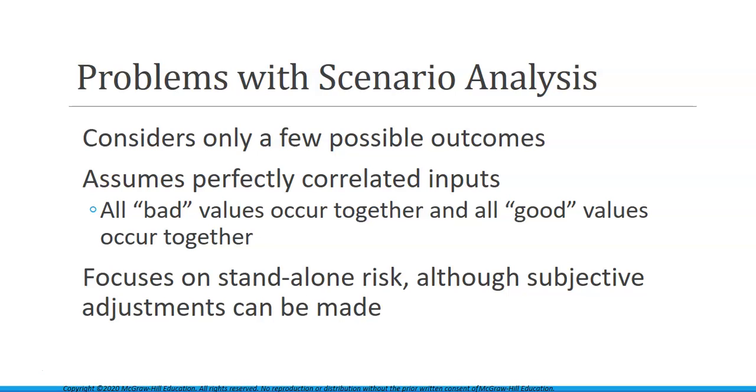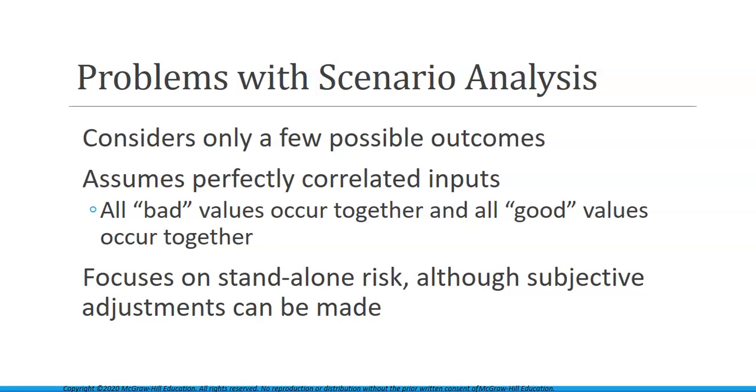You can see that if we can get our best price, that means we sell the most and have the lowest cost. Or if we get the worst price and sell the least, then have the worst cost. It doesn't take into account that maybe only one of those things changes. It focuses on standalone risk.